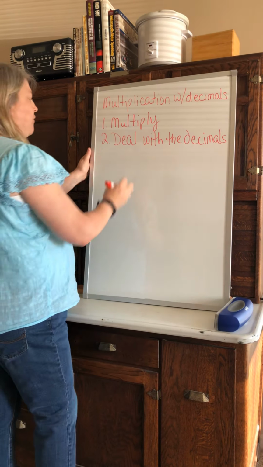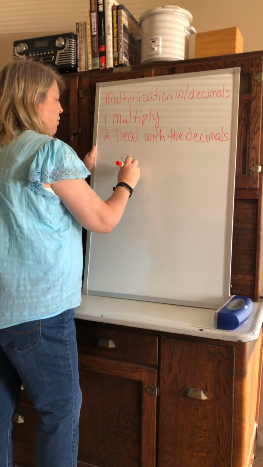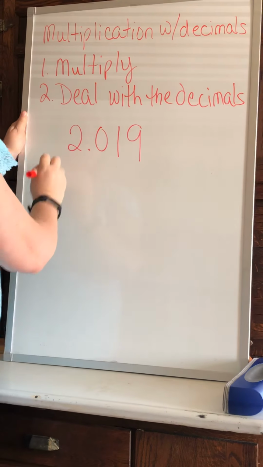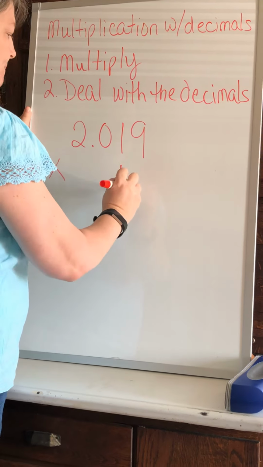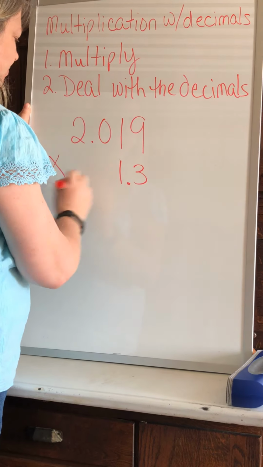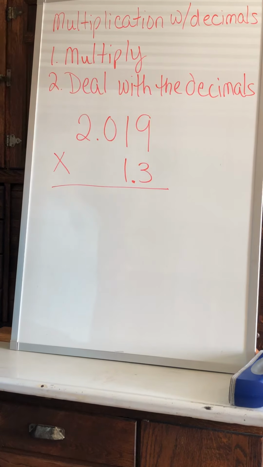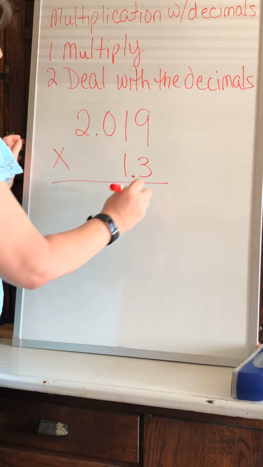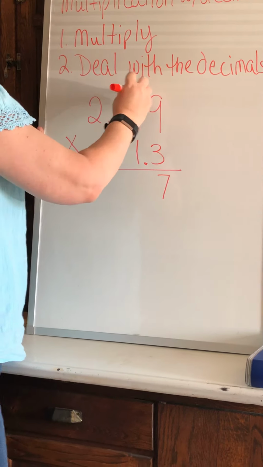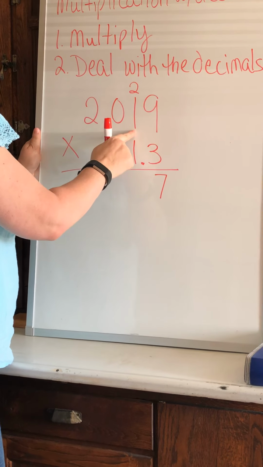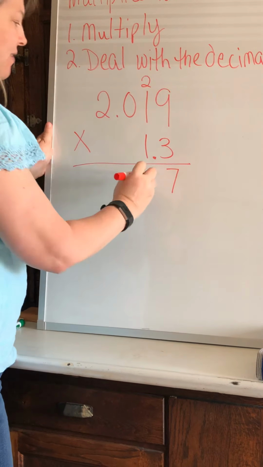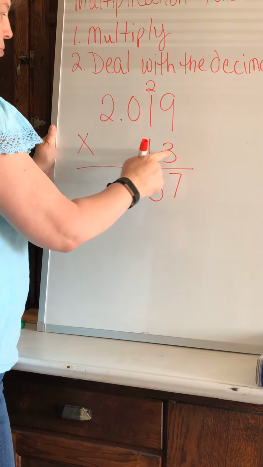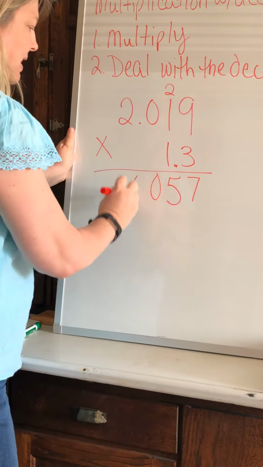Okay, so let's say, for instance, I have 2.019 times 1.3. All right, so we're going to multiply first. 3 times 9 is 27. Carry the 2. 3 times 1 is 3. Plus 2 is 5. 3 times 0 is 0. And 3 times 2 is 6.